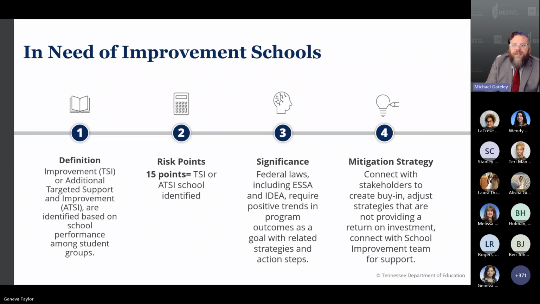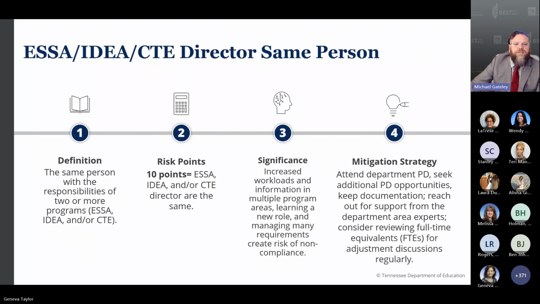Again, just like with the last category, the federal laws, like ESSA and IDEA, require a positive trend in those program outcomes as a goal. So again, connecting with your stakeholders to create buy-in, adjusting those strategies, and connecting with your school improvement team for support are going to be ways to mitigate risk there.